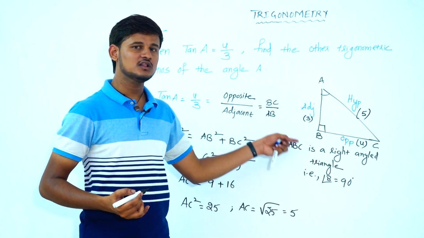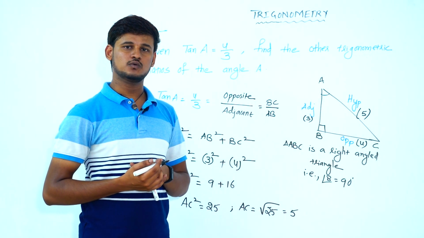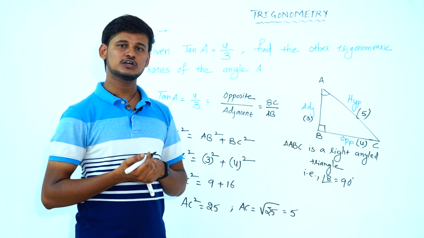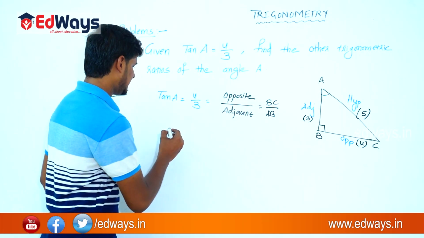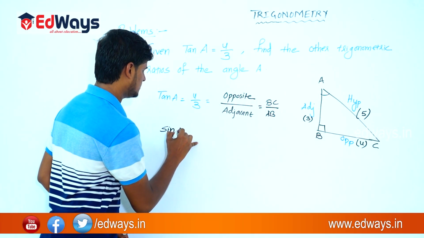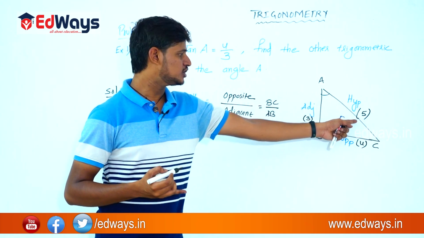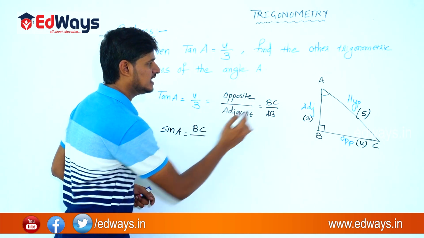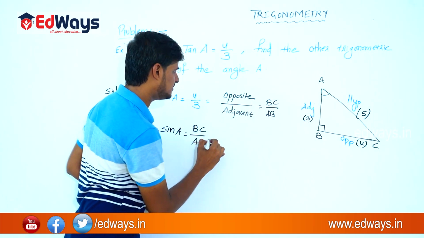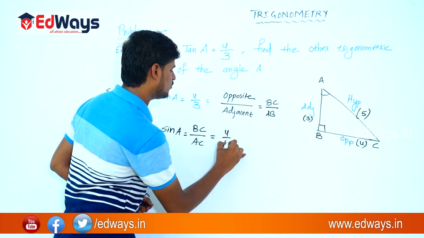Right? Now I know all the sides of the right triangle, and my reference angle I know. Then I can easily find all the trigonometric ratios. Yes, let us find. Now sine A, with respect to A we should define sine. That is opposite side by hypotenuse. That is nothing but BC by AC, opposite by hypotenuse. So that value will be equal to 4 by 5.